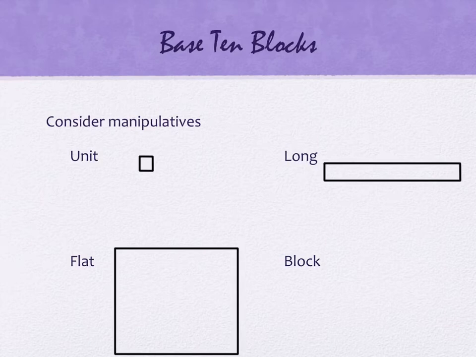And then if you take 10 of these and you stick them all together, you get this one. And this one is called a block. It looks like a cube, right? I mean, yeah, but it's a block, 10 by 10.